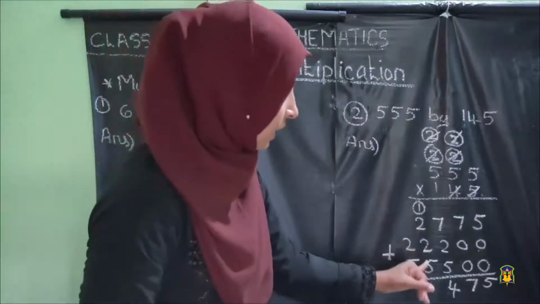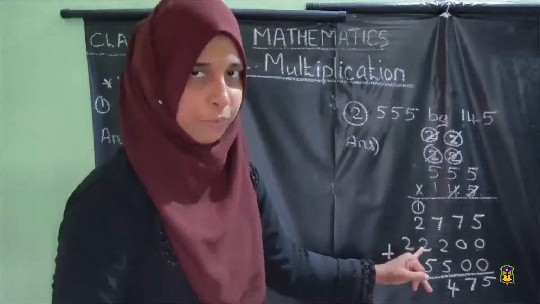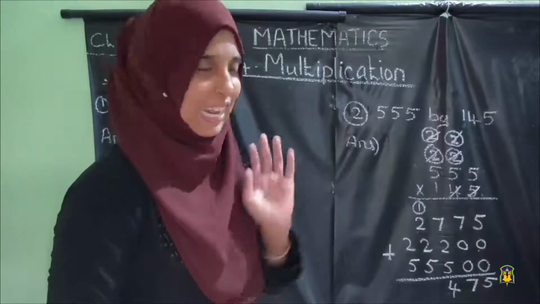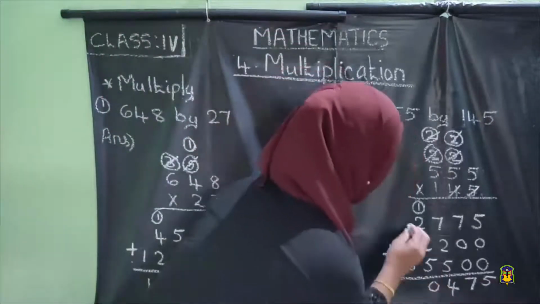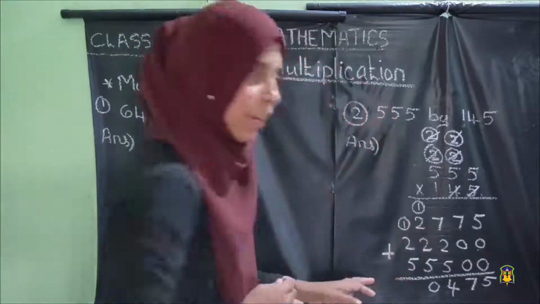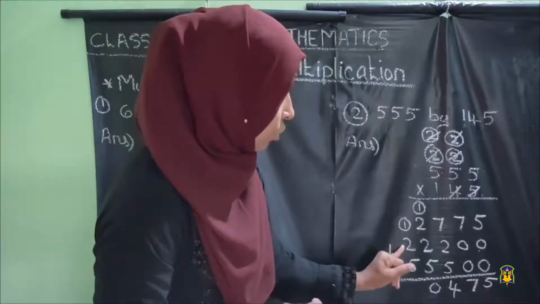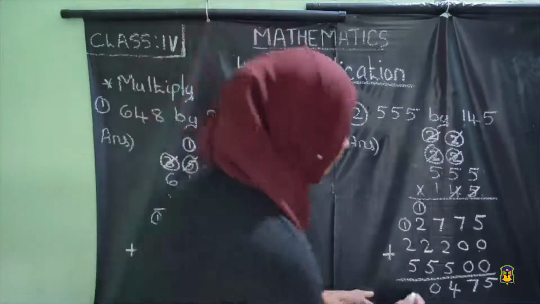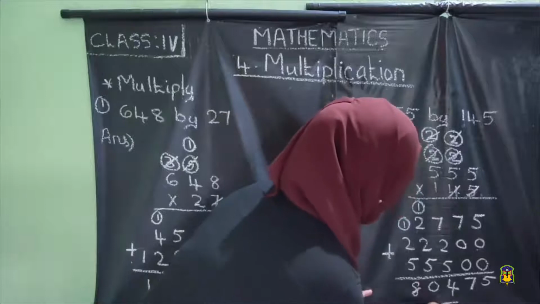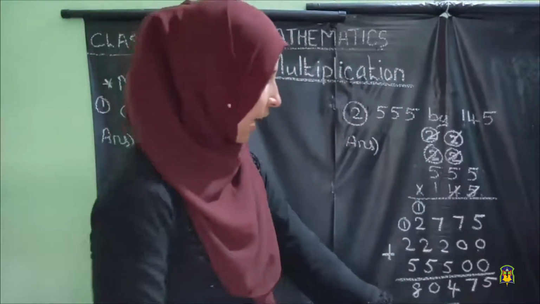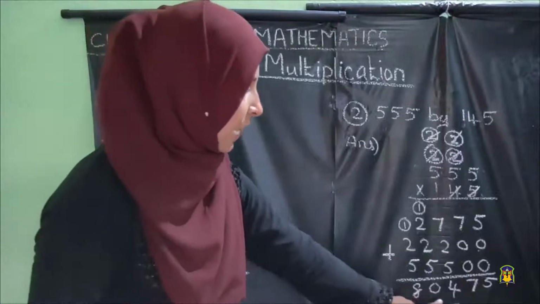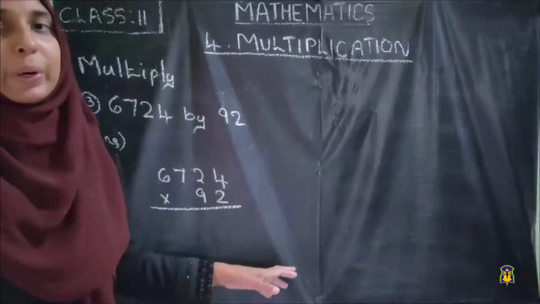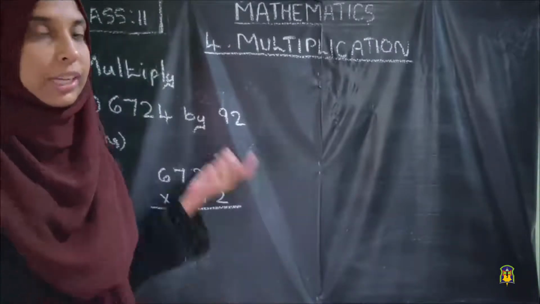Next here the digits are 2 plus 2 is 4. 4 plus 5 is 9. 9 plus 1 is 10. So in 10 we can write 0 here and 1 as carryover. Next here the digits are 2 plus 5. 2 plus 5 is 7. 7 plus 1 is 8. So we can write 8 here. So here we get the product as 80,475. Okay children, understood?